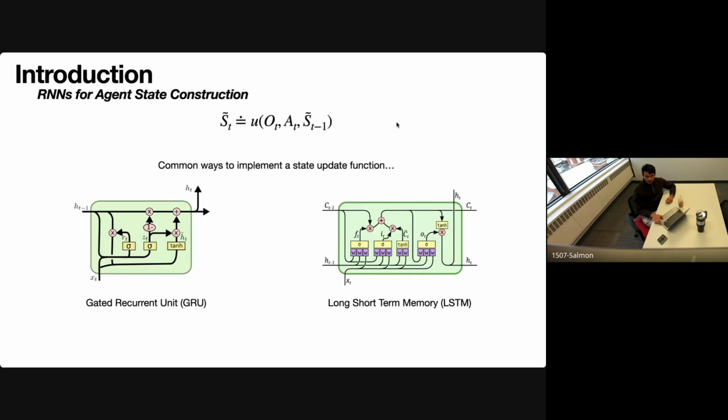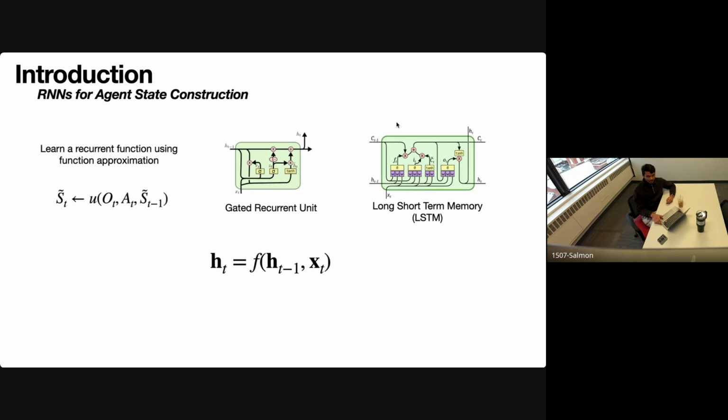Common approaches to implement the state update function are RNNs. RNNs such as gated recurrent units and long short-term memory architectures have been used very commonly to learn the state update function. The way the RNN update works is it has some hidden state h_{t-1}, and at a given time step, it uses an observation to update its hidden state to h_t.